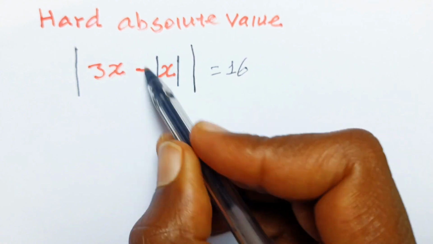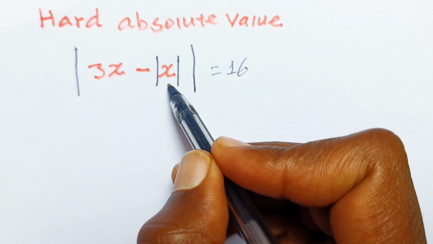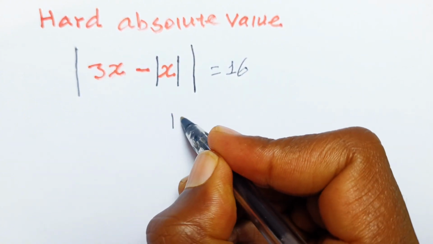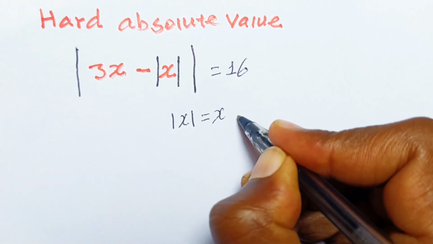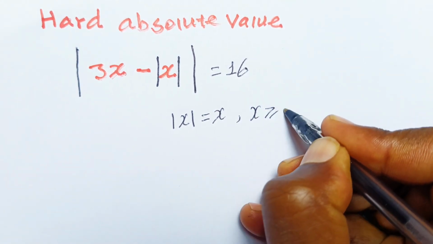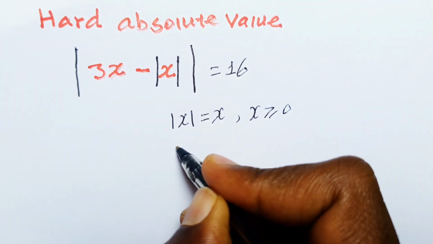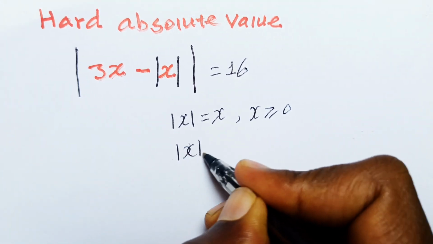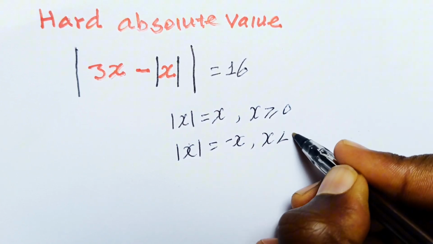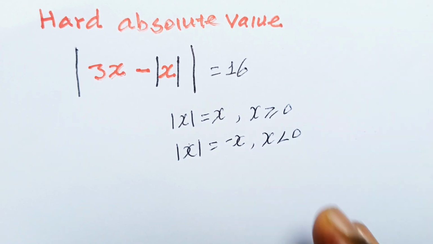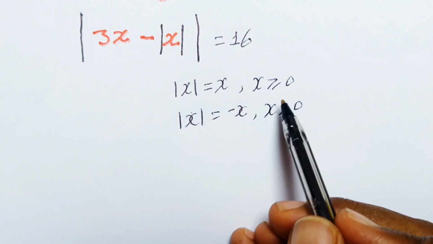You have to consider this absolute value of x in two ways. One is the absolute value of x equals x when x is greater than or equal to 0. And the other condition is the absolute value of x equals minus x when x is less than 0. So let's solve this using these conditions.